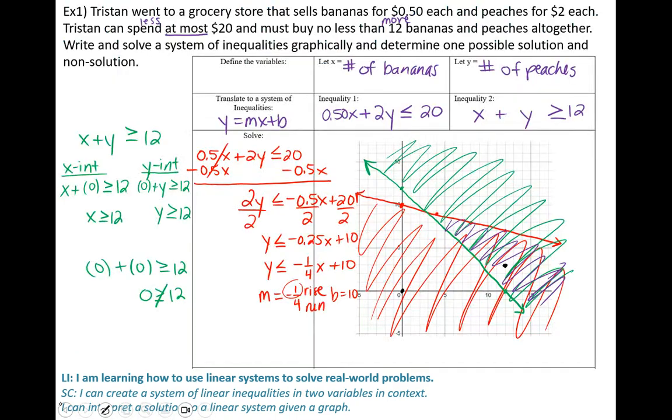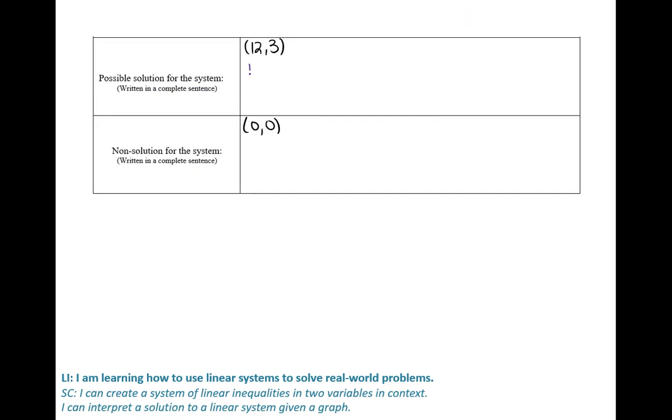So actually first let's go back and read. We were talking about Tristan. He went to the grocery store that sold bananas and peaches, and he could spend a certain amount of money, and he had to buy a certain amount of fruit. At the end, write and solve a system of linear inequalities graphically and determine one possible solution and non-solution. So I might say something like this. Tristan can buy 12 bananas and 3 peaches.